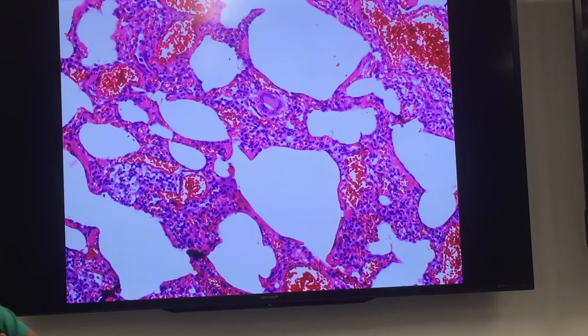Anything in the airspace? No. So this is an interstitial lung disease. Is that fair to say? It's a disease of the interstitium. There's basically nothing in the airspace. Now I will turn to a senior. Who is who? Gabe, can we do you? Sorry? What do you think this is based on that description?